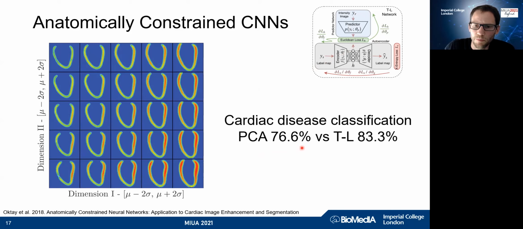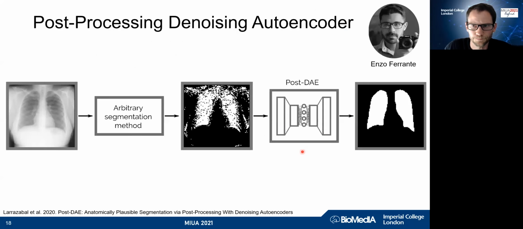For instance, if we compare this to running a PCA over our segmentation label maps versus looking at the encoding that we get from a TL network, and then use them in a separate task where we have disease labels for patients, we see that those representations are quite useful, for instance, better than a PCA embedding to do disease classification. So this is really encouraging.